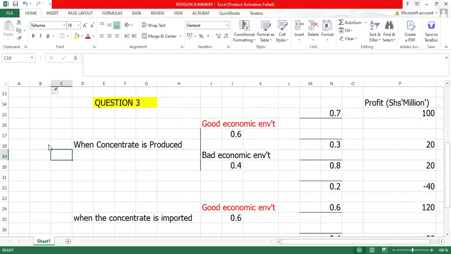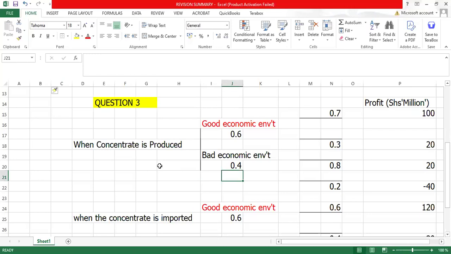Yes, please. Can I ask something? Yes, feel free. It looks funny, but I just want to know. Is it possible that they can bring a question with a different percentage for good economic environment? For example, when you're importing.